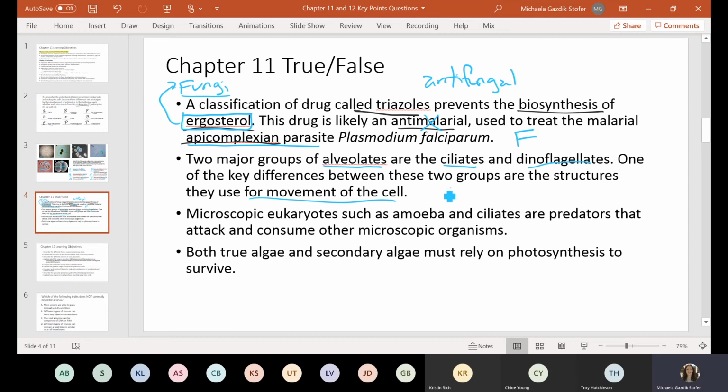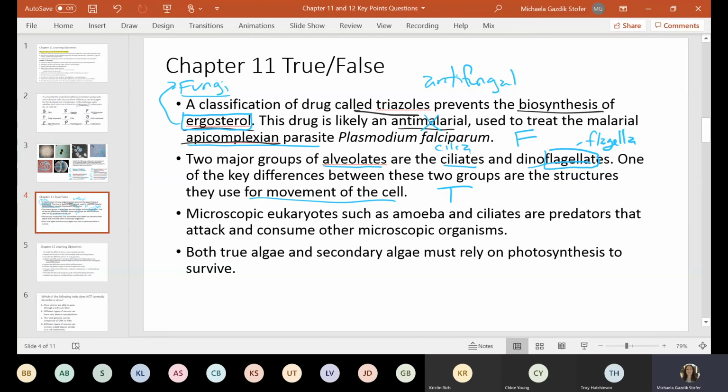Good. So this one is true. Okay, the big difference between ciliates and dinoflagellates is right in the name. Ciliates use cilia for movement and also to brush food into their mouths. Dinoflagellates, remember, have flagellate in there, so they use flagella.